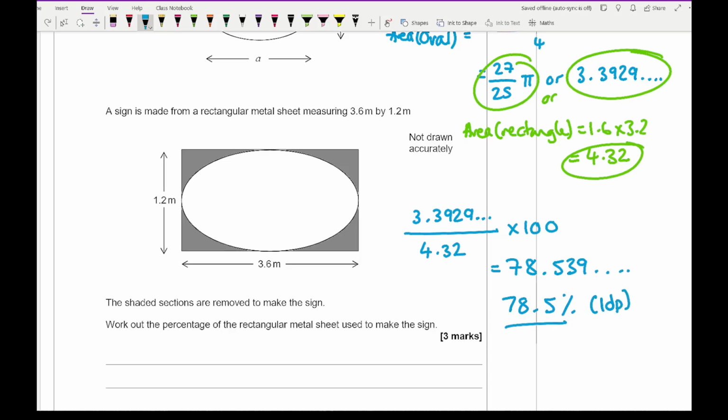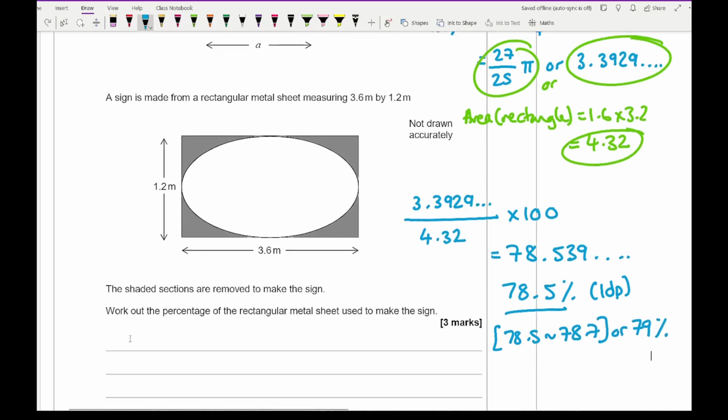Now in terms of the mark scheme, they would accept any answer between 78.5 to 78.7, or they would accept a rounded answer of 79%. So any of those would be absolutely fine.